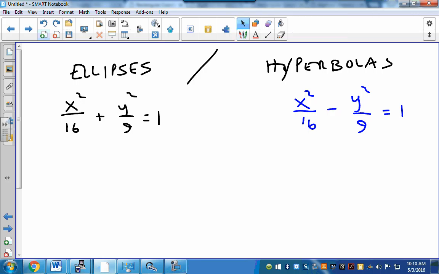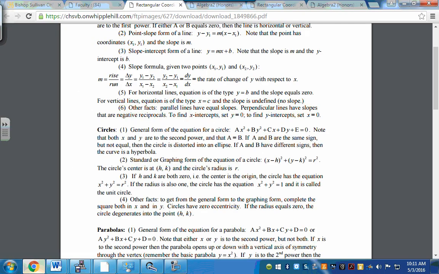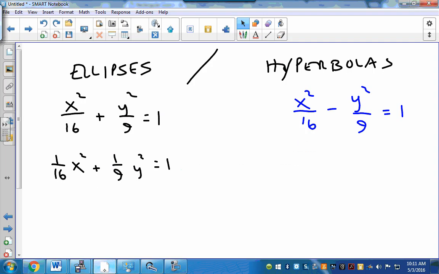And again, if you just think coefficients for a minute, I can think of this one as a coefficient of 1/16 x squared and 1/9 y squared is 1. Right, this is an equation that's just like that. If A and B are the same sign but not equal, so I'm looking at the coefficient of x squared and the coefficient of y squared. In this case, they are the same sign, but they're not the same number. This is now going to be an ellipse.